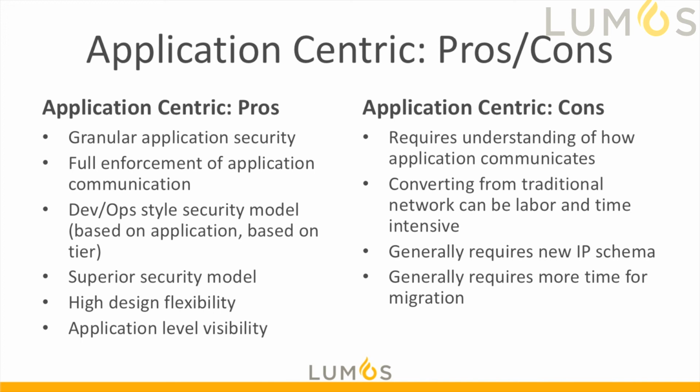The other thing is, converting from our traditional network can be very labor and time intensive. Somebody has got to be able to define what those communication requirements are, whether that be through looking at firewall logs, whether that be talking to developers, and actually putting those requirements down, converting them into ACI. Generally, we're going to require a new IP scheme because we're talking about doing bigger bridge domains so that we can fit more endpoint groups in a single bridge domain. And then this, of course, requires more time for migration. So if we have to take all of these security requirements, convert them into ACI, and we're going to do IP migrations as well, generally, we're looking at a longer time.